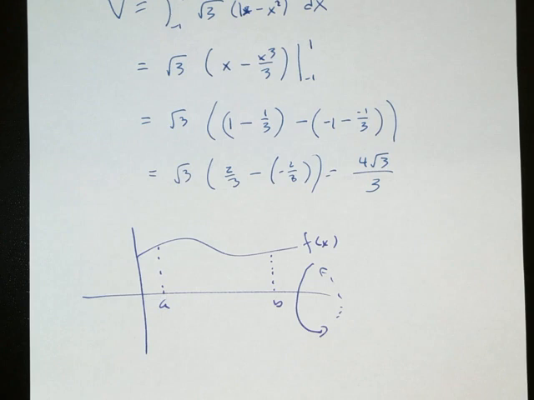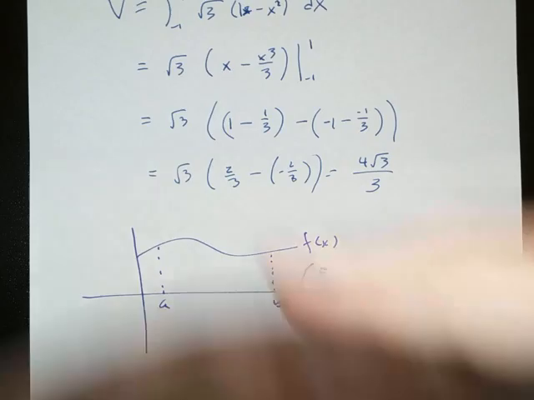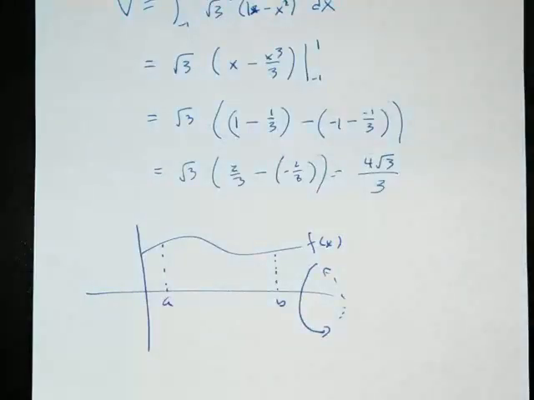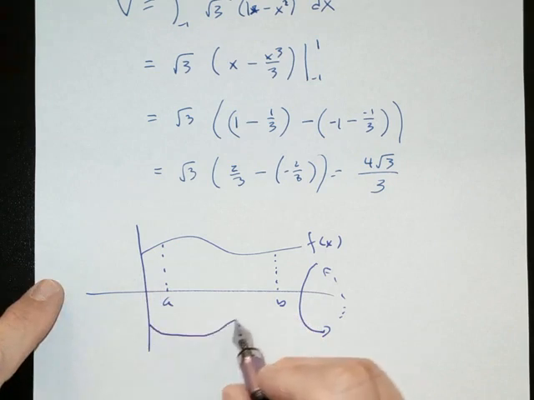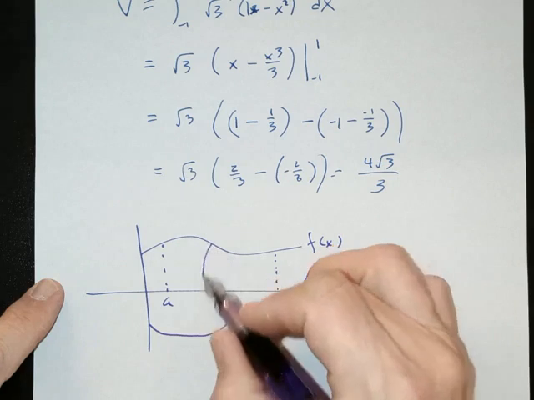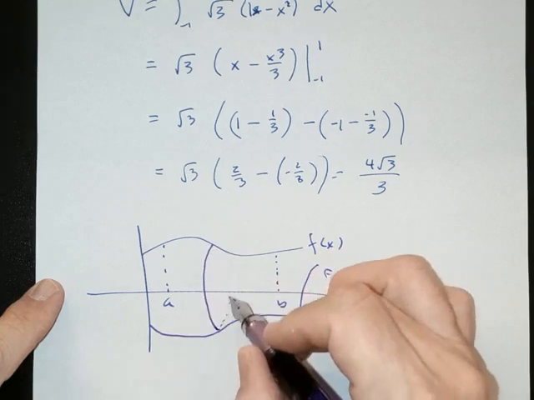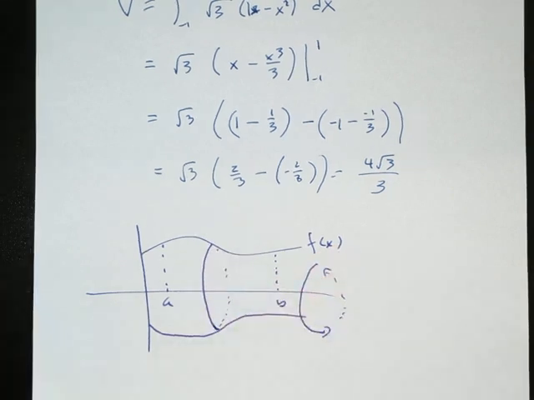Now I'm going to slice this sucker up. When I do that, what shape do I get? A circle. As a matter of fact, in any solid of revolution, my cross section should look like a circle.